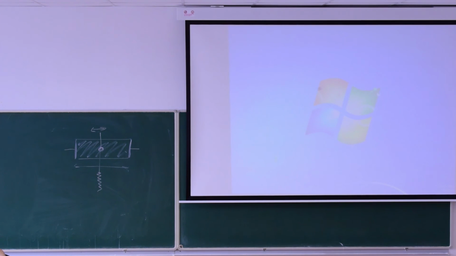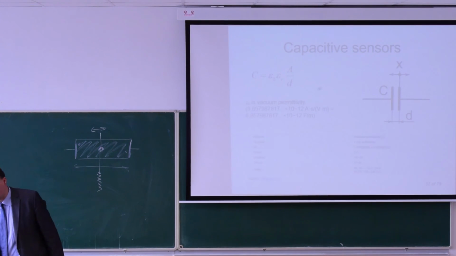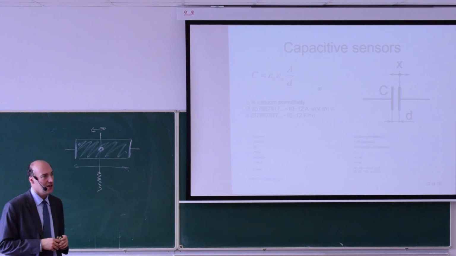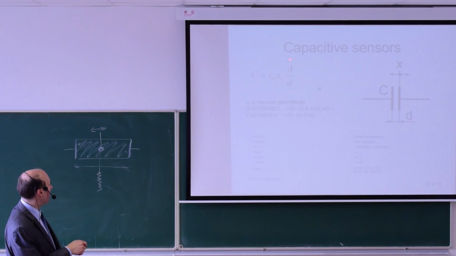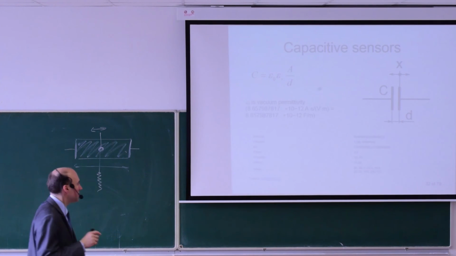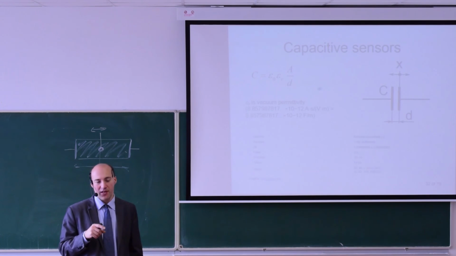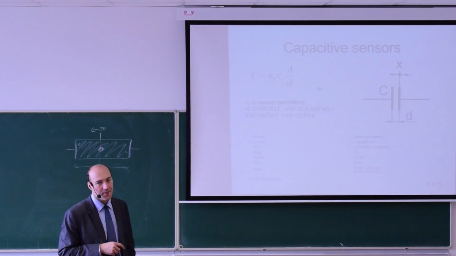Okay, so now let us continue in the sensors. We'll discuss a little bit capacitive sensors. Capacitive sensors are based on changes of capacity with position. And if you look at the basic formula for a capacitor, you see here, the capacity depends on the distance between the electrodes. It depends on the area of the electrodes, and it depends on the material of the electrodes. This is expressed by relative permittivity.